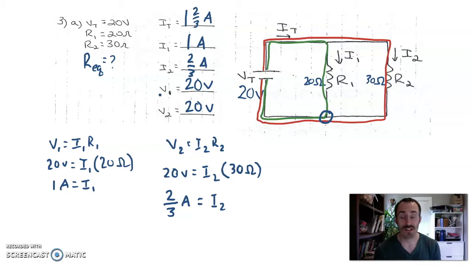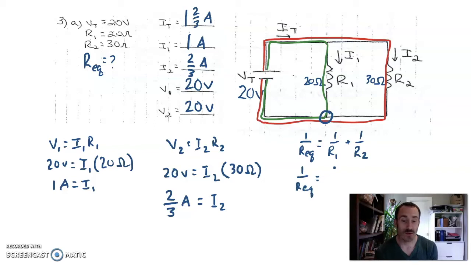And the equivalent resistance, because these are in parallel, uses the parallel rule. And so the parallel rule goes like this. 1 over Req, 1 over the equivalent resistance, is equal to 1 over R1 plus 1 over R2. R1 is 20, R2 is 30, and so 1 over the equivalent resistance is equal to 1 over 20 ohms plus 1 over 30 ohms.